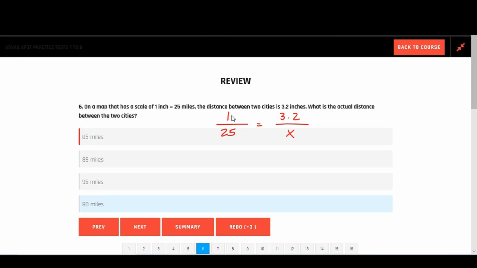And again, as you can see, we have inches on top and miles on the bottom. And 25 miles, x number of miles, 1 inch, 3.2 inches. We go ahead and solve this one by cross multiplying. That is, we do 1 times x. 1 times anything is just itself, so 1 times x is just x. Again, 1 times 7 would be 7, for example. 1 times a million would be a million. And then we do 3.2 times 25. So as we can see, x is going to be 3.2 times 25.